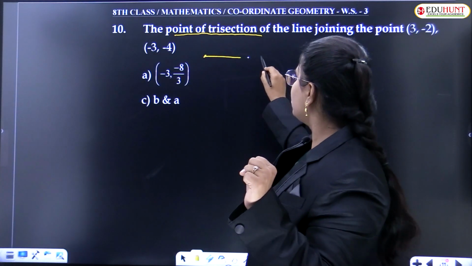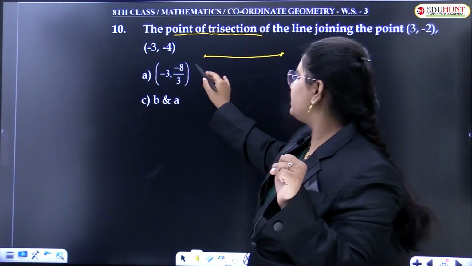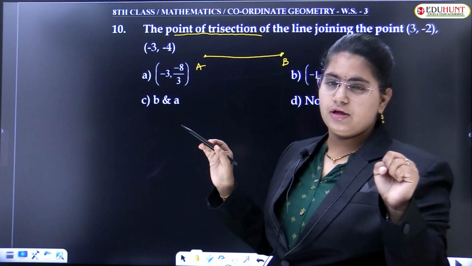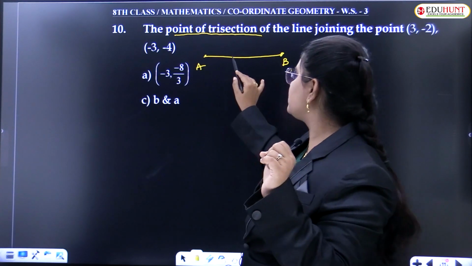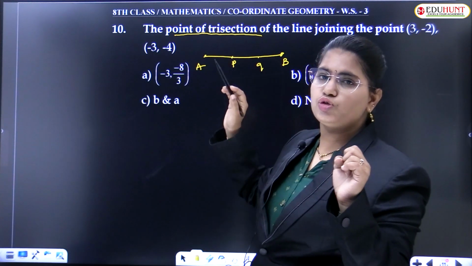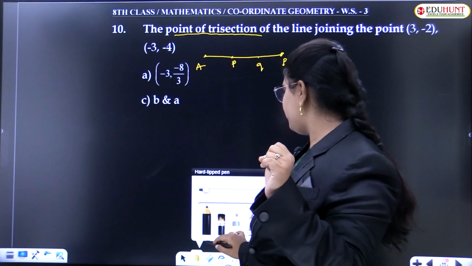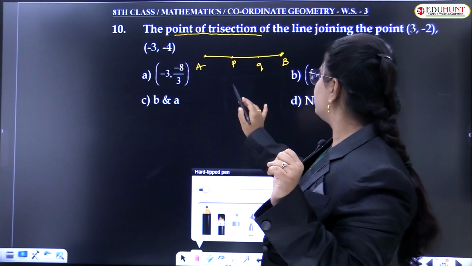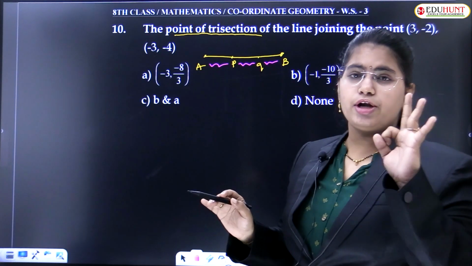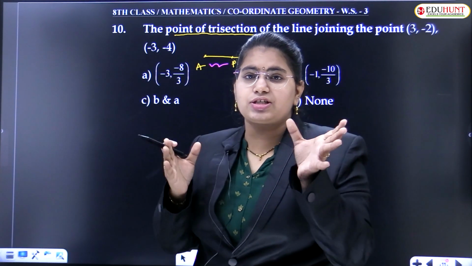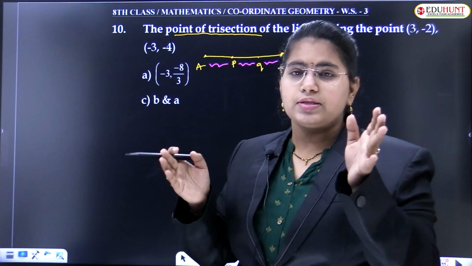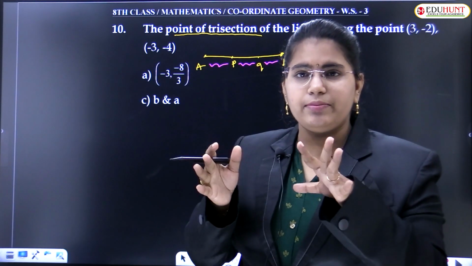Let us consider any line segment. Let me take A and B as the points of this line segment. You will get three equal parts when you take P, Q, any other 2 points. Now see how many parts we have. This is the first part, second part, third part. Then what do you mean by trisection? Trisection means dividing. Already I have explained it in the concept, right? Section means dividing. Tri means 3.